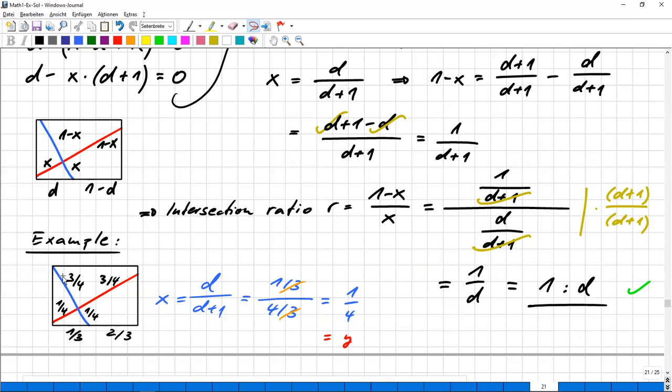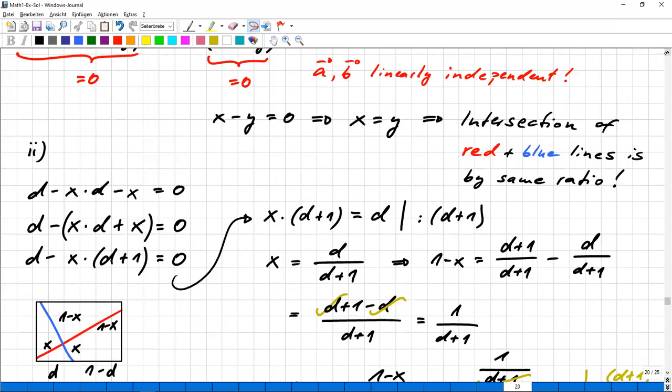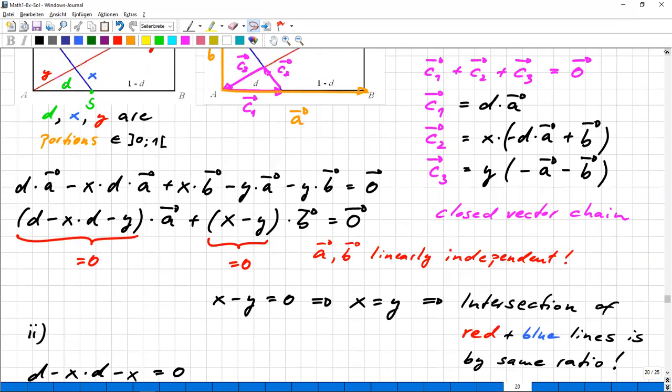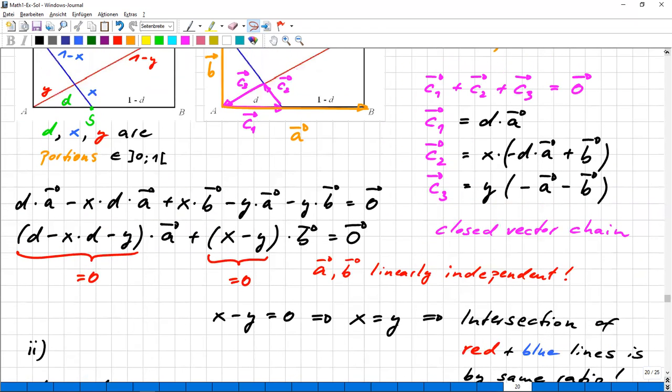The question is, have you really understood it? I hope at least you have a partial understanding now of what we've done. And I think the most interesting part was this trick to convert an actual closed vector chain to another one which is not possible, and then arguing that those scaling factors have to be 0. It's quite funny, I think.